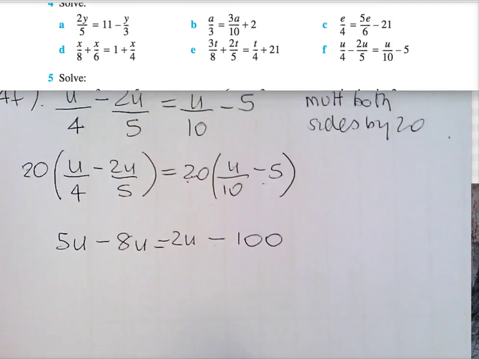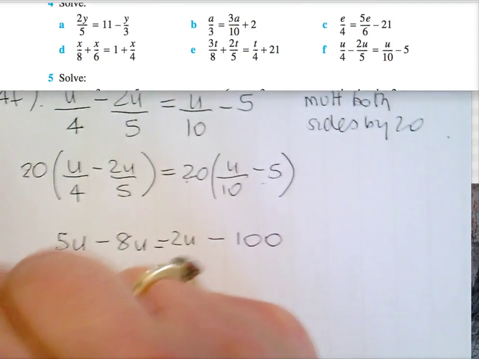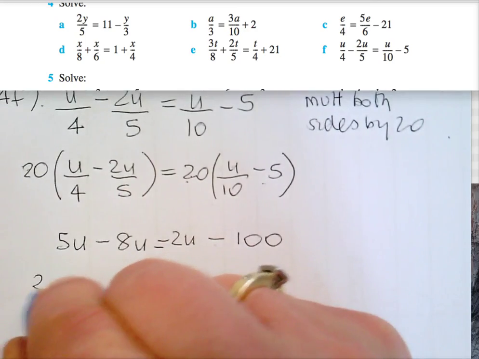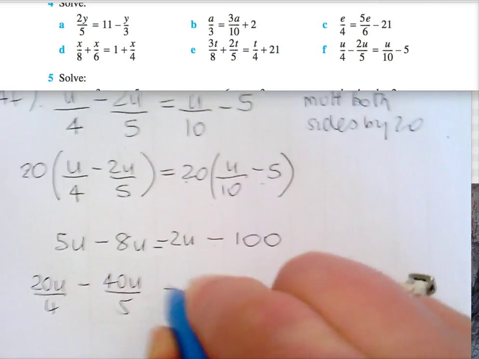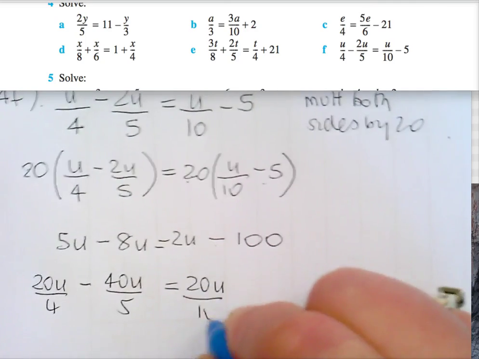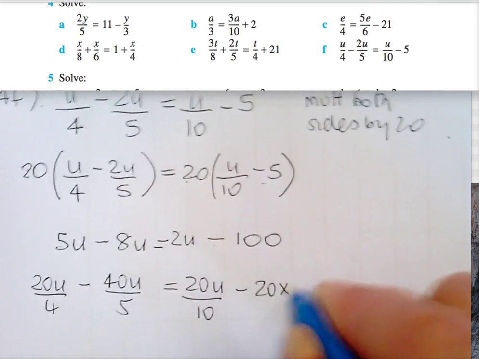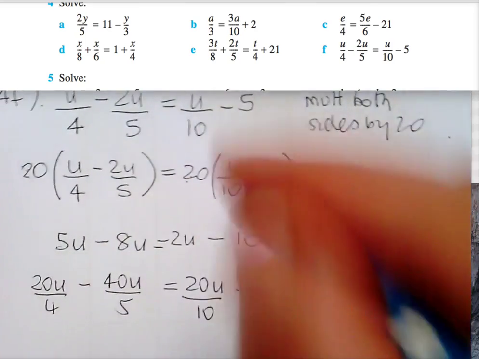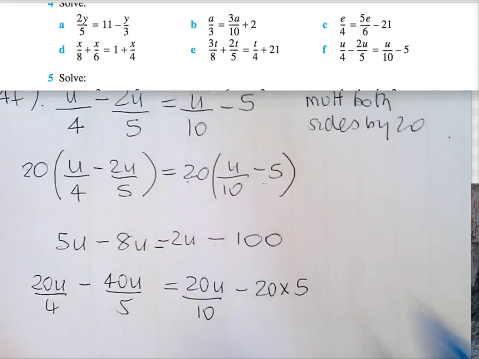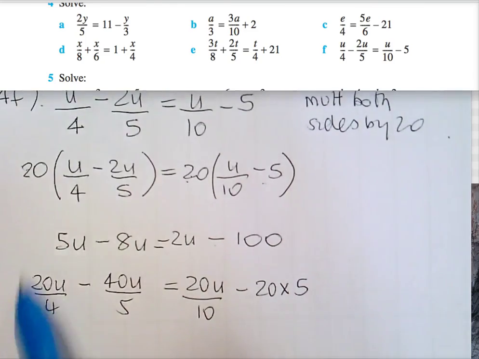The other way you can do it is go like this. Or you could write 20u over 4 minus 40u over 5 equals 20u over 10 minus 20 times 5. Or actually, girls, that's an equals, because 20 is on the numerator. Do you prefer to write it like that and just write that next line?